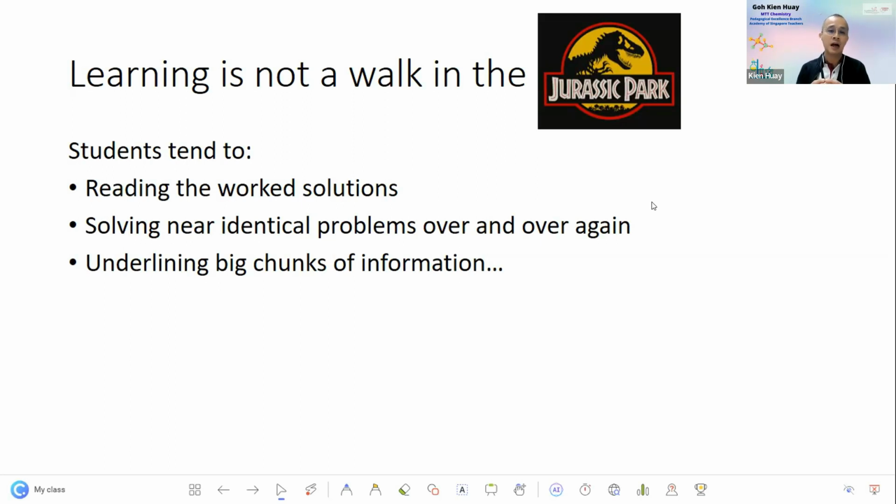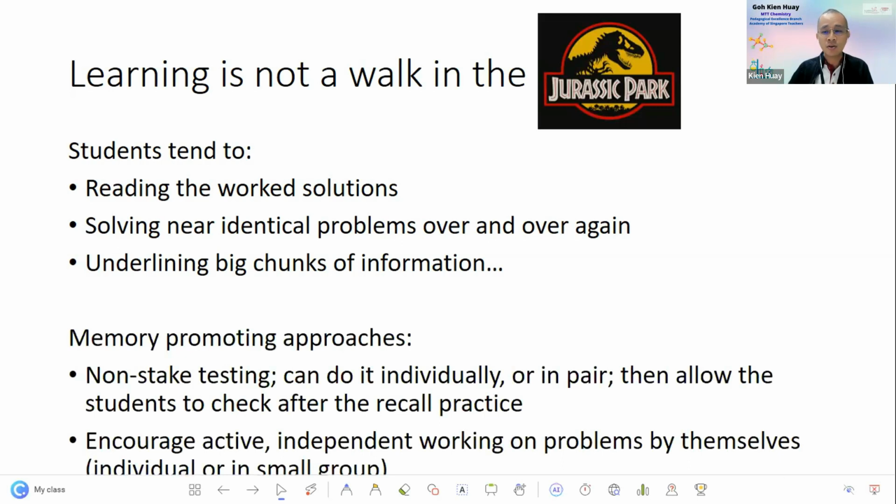That is why I think many of you think, hey, maybe one of the ways they can learn is to use recall practice, which I think Aslin did talk about. Maybe that will stimulate their learning. And I can come to that now. So memory promoting approaches, like what we have just talked about, recall practice, is one way that we can allow the learning to take place by pushing the information from the working memory to the long-term memory. We can do that by what we call non-stick testing. It can be done individually or in a pair. Then allow the students to check after the recall practice.